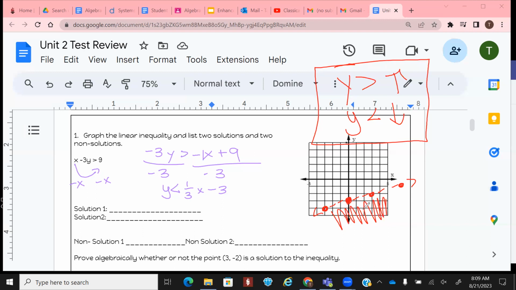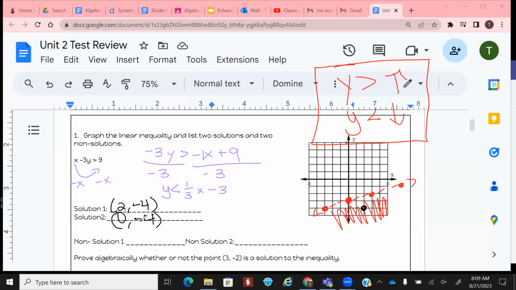We could do 2, -1, 2, 3, 4. So 2, -4. We could do 1, 2, 3, 4. 0, -4. Does everybody see where I'm getting at? You're picking points that are inside that shaded region.